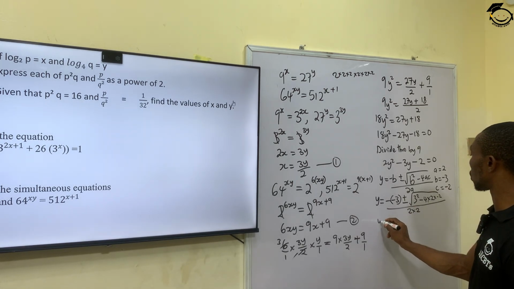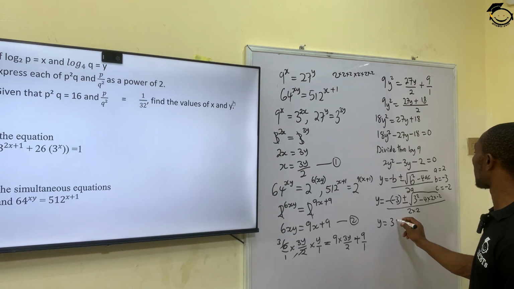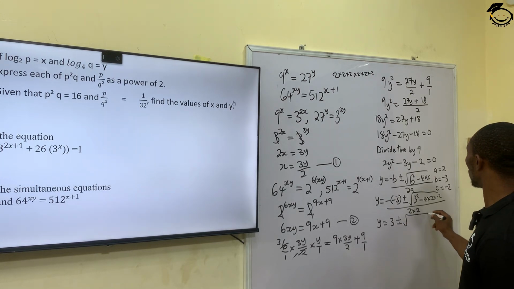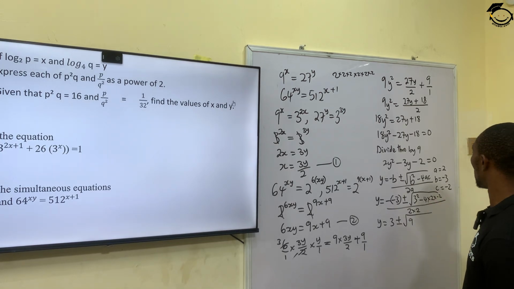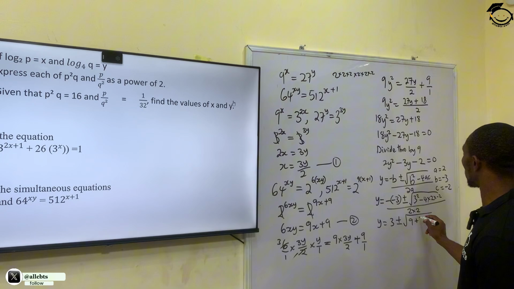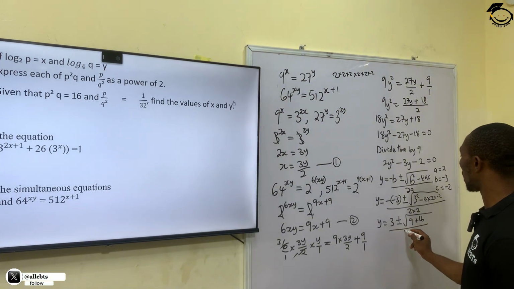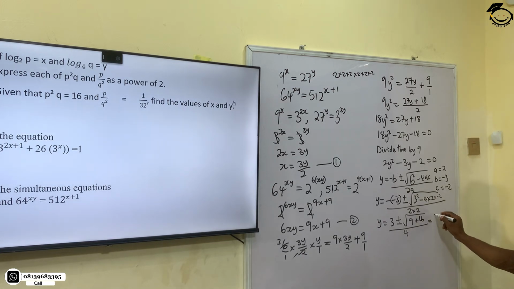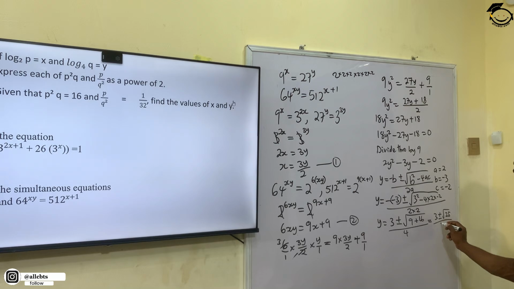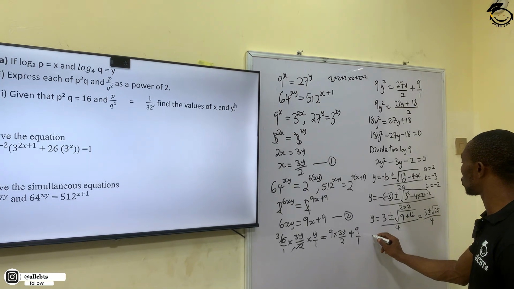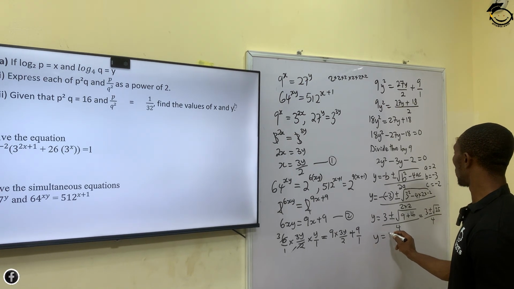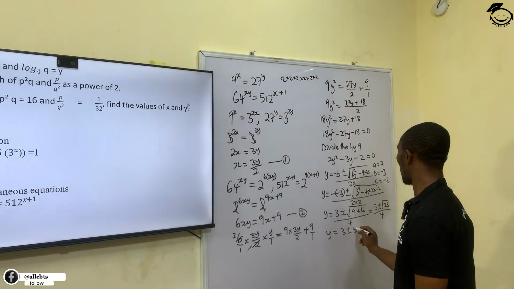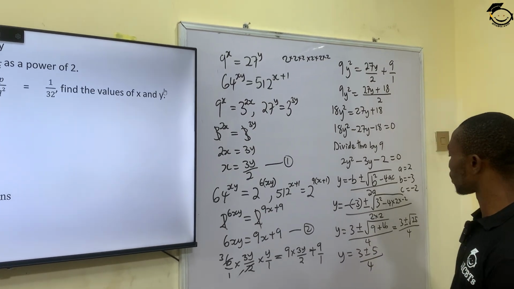All right, so this gives us y equals 3 plus or minus root 9, 4 times 2, 8, 8 times 2, 16, plus 16, all over 4. So from here, we can see that our answer will become 3 plus or minus root 25 all over 4. So this leaves us with y equals 3 plus or minus 5 over 4.